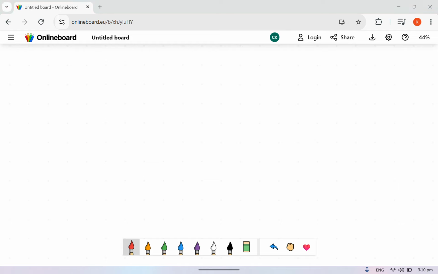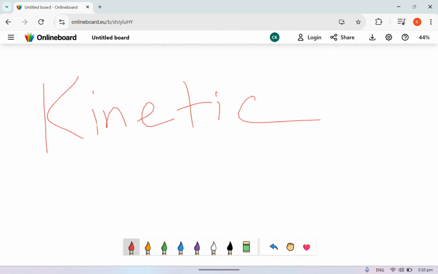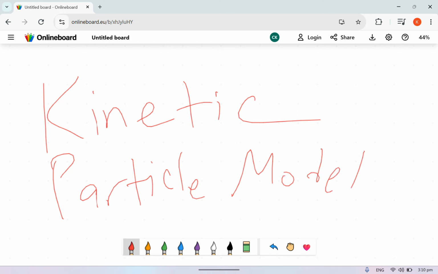Hello everyone, today we're going to be learning about the kinetic particle model. And I know it sounds like a lot of big words there, right? Don't worry, it's actually quite easy. Okay, so let's dive into it.